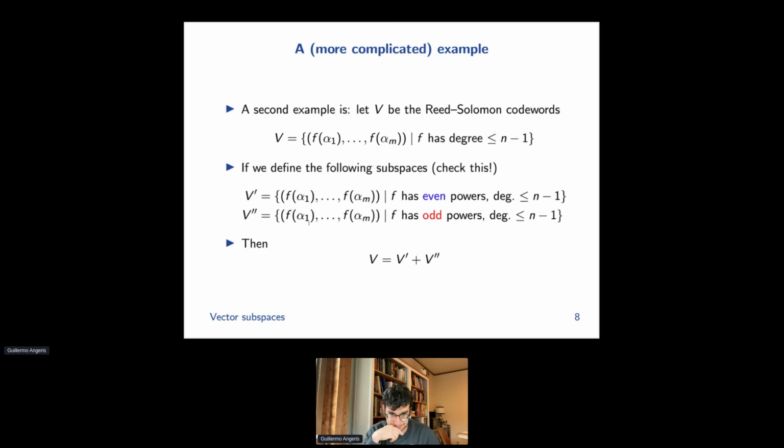Then in that case, the vector space V of all polynomials of degree less than or equal to n-1 evaluated on alpha 1 through alpha n is actually equal to the sum of the even powers of those polynomials of degree less than or equal to n-1 and the odd powers of polynomials of degree less than or equal to n-1. Okay, so take a second to take this in. This is going to be a very important structure that we're going to use throughout. But at a high level, if it seems too complicated, it's not that hard of a statement, and we're going to see why in a second.